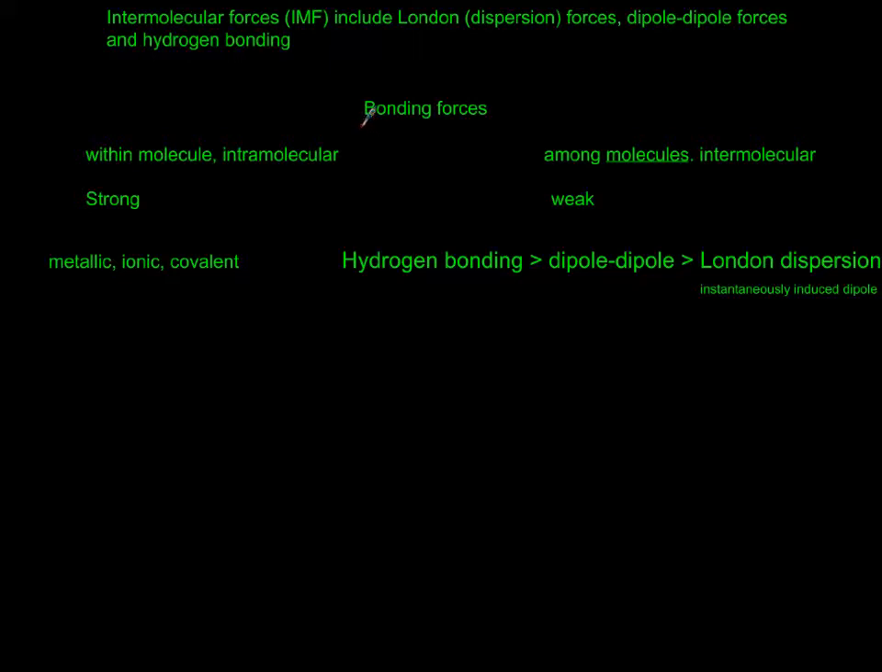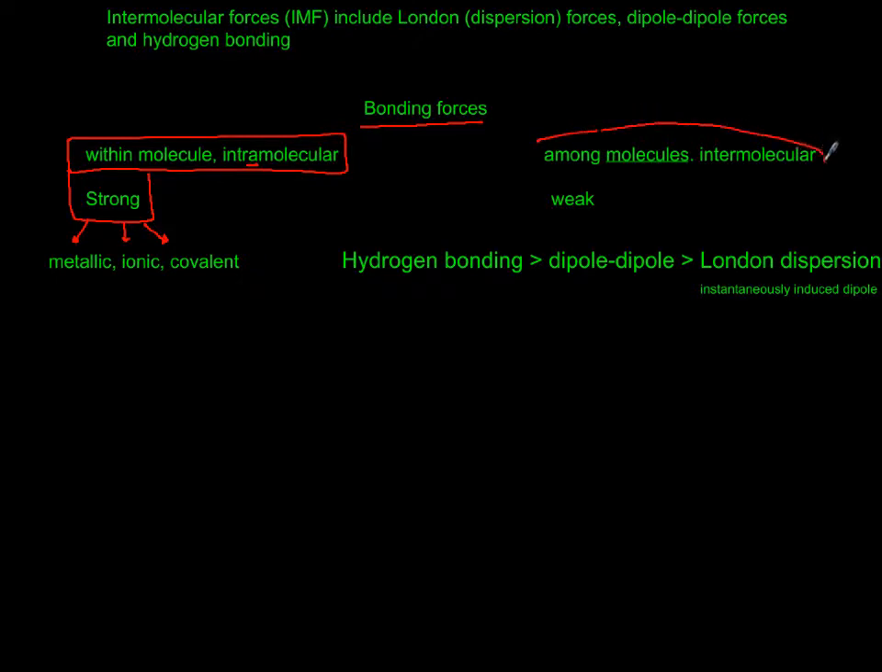To talk about bonding forces or attraction, first I want to say there is intramolecular, which is within the molecule. They are very strong and they are broken into metallic, ionic, and covalent bonding, which are all electrostatic attraction. But you could also have a bonding among the molecules, and those are known as intermolecular forces. They're relatively weak, but they can be compared and they each have a different distinction.